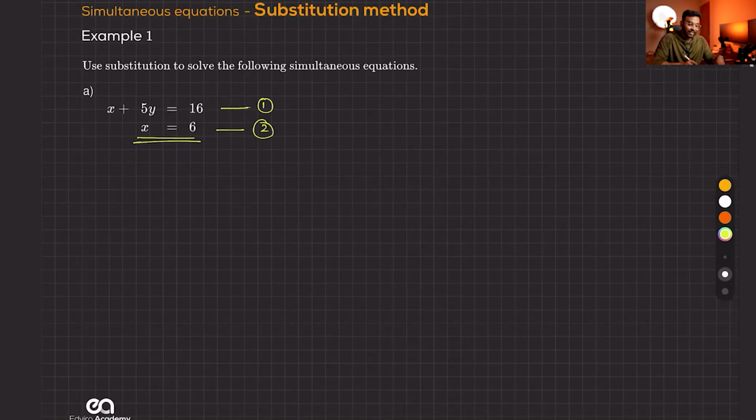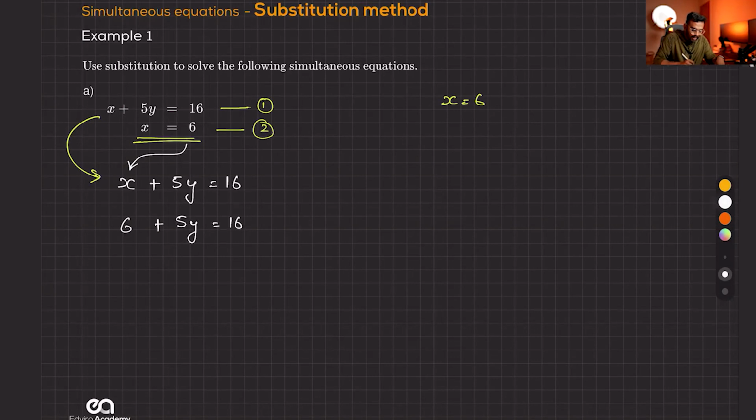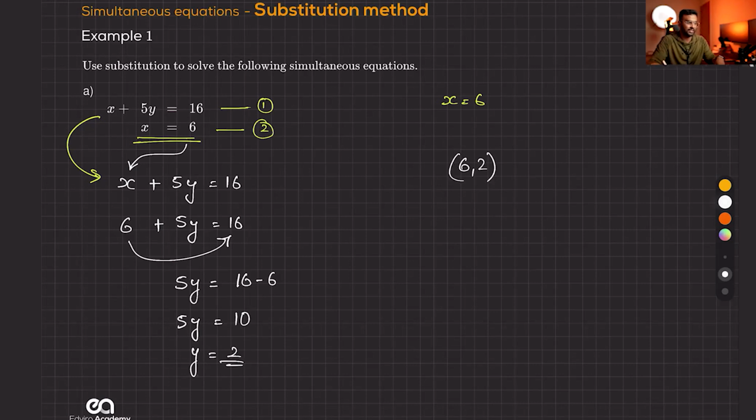So you know what? This x is already given. One of them is already the answer. So x equal to 6 is already the answer. Now we're going to replace. So you see that equation number one, I'm going to rewrite it. x plus 5y equals 16. And I'm going to replace this x as 6 over there. So 6 plus 5y equals 16. I'm going to move that 6 to the other side because we want to make y the subject. So 5y equals 16 minus 6. I'm writing every single step. And y equals 2. So 6 and 2. Done.